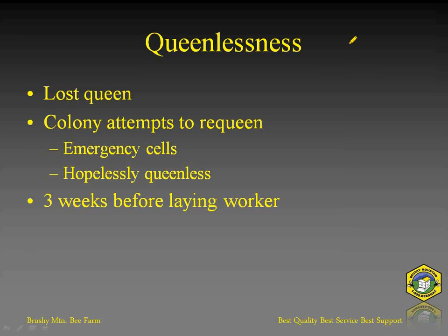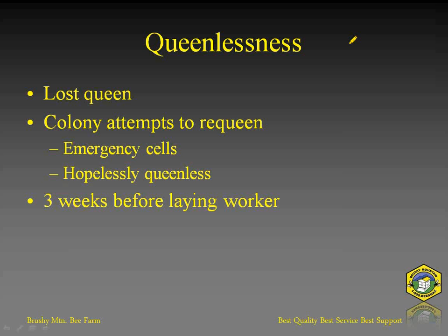All right. Queenlessness. Queenlessness can happen for a lot of different reasons. Again, perhaps you injured her or killed her when you were working that colony, or she just got old. Whatever the reason, the queen has been lost, and the colony is now attempting to requeen. So these would be emergency cells. You would see them on the face of the frame, as opposed to that swarm cell that we saw a few slides ago, where it was hanging off the bottom of the frame.